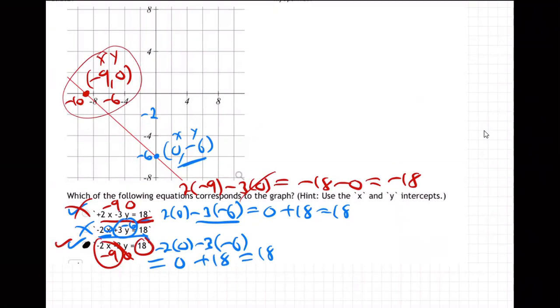Do you see how both points, both the -9, 0 and the 0, -6, work for this equation? So this equation is the one that this line represents, because all the points, or at least the 2 points we checked on that line, make this equation true. So that's the real one. There we go.